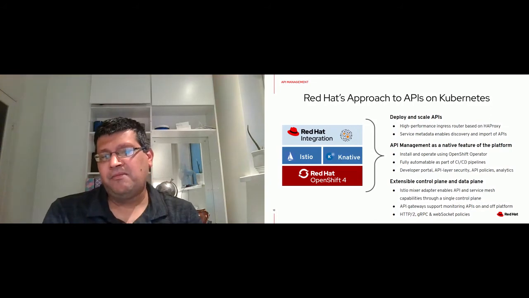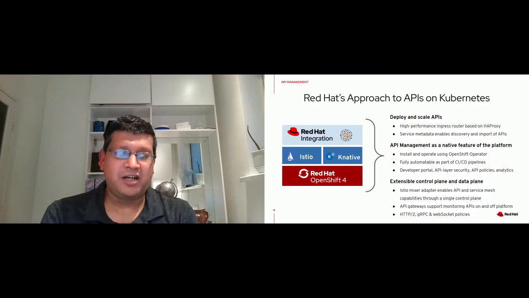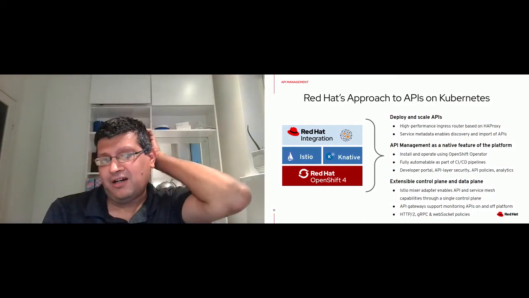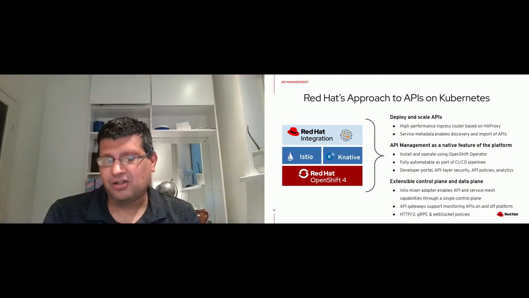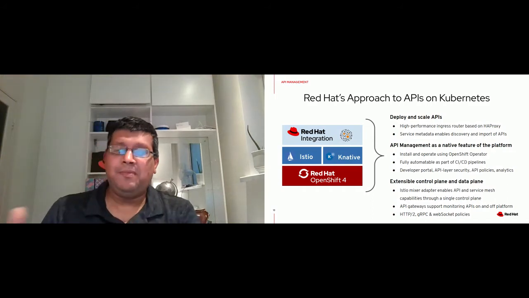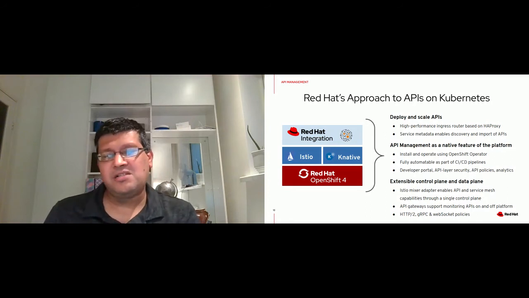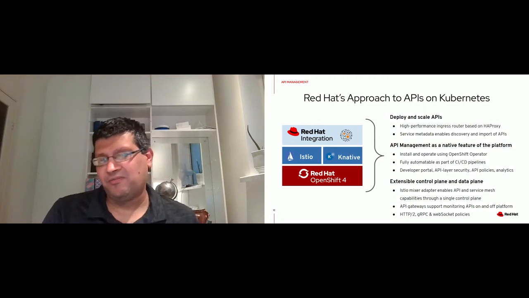Okay, and API management itself, Threescale, provides you with some native features to work on the platform. Things like installation, operation, and updates using the OpenShift operator, a fully automatable CI/CD pipeline using Jenkins, but also supporting Tekton, which is coming up in the newer versions of OpenShift. And then your complete API management platform, right? What we ship on OpenShift and what we ship on our SaaS platform is exactly the same. You get the same functionality of the developer portal, API layer, security, policies, analytics. You get essentially the same complete platform running on a Kubernetes platform.